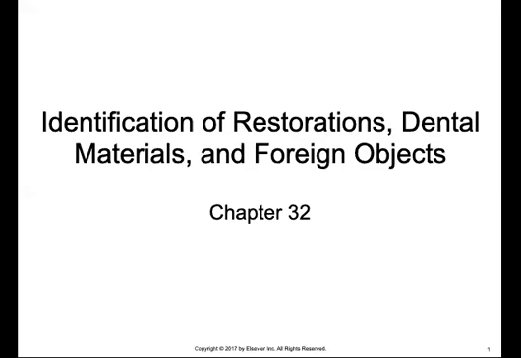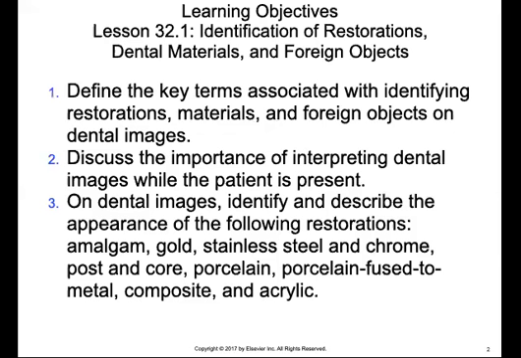Okay, so next we'll be talking about the identification of restorations, dental materials, and foreign objects, which is chapter 32 of your dental radiography textbook. At the start, we'll be going over some learning objectives, and that's to define the key terms associated with identifying restorations, materials, and foreign objects on dental images. Also, to discuss the importance of interpreting dental images while the patient is present.